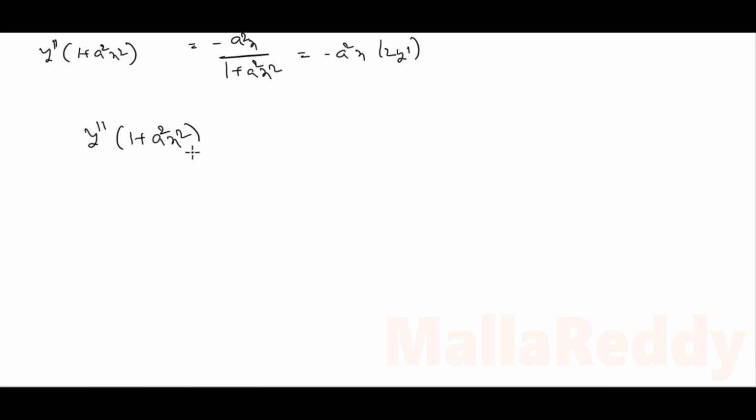Now y double dash into 1 plus a square x square is equal to minus a square x by 1 plus a square x square. This is minus a square x into 1 by 1 plus a square x square, whose value is 2y dash. Take this side, that is y double dash into 1 plus a square x square plus 2a square x y dash is equal to 0.